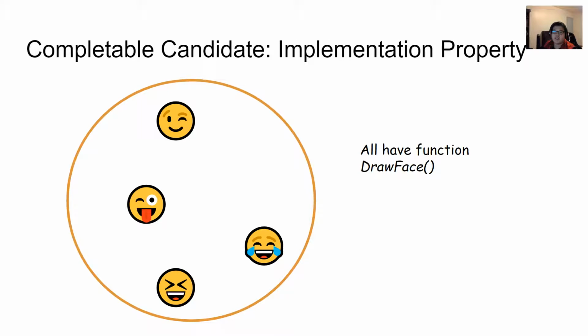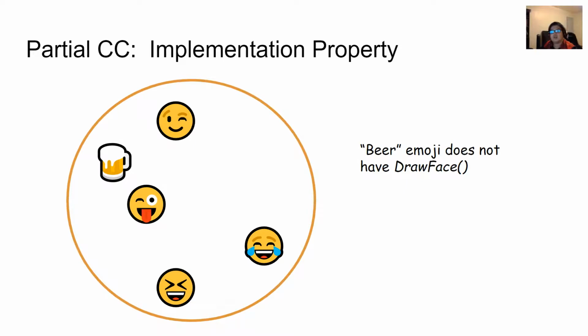Then, for the implementation property, we require a completable candidate that all sibling classes must have an implementation of the focal method. In this example, all emojis have an implementation of function drawFace. On the other hand, for partial completable candidate, we only require some sibling classes to have an implementation of the focal method. Here, the beer emoji clearly does not have drawFace implemented, but we could still generate the test cases covering drawFace for other emojis.